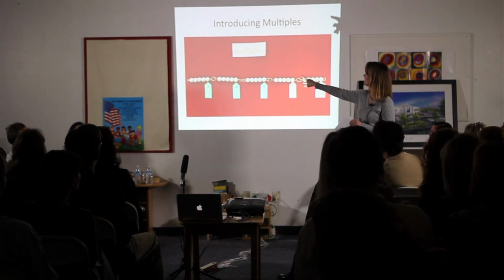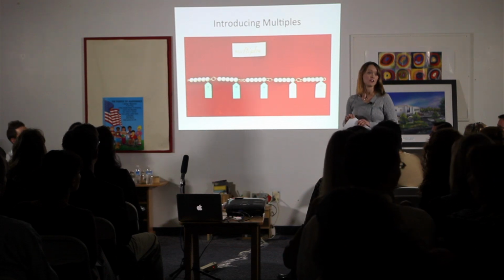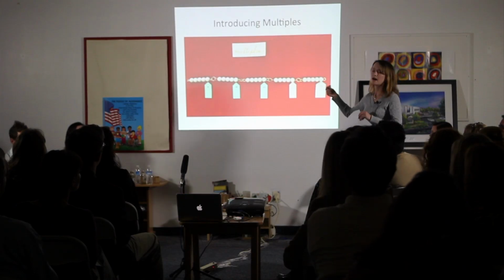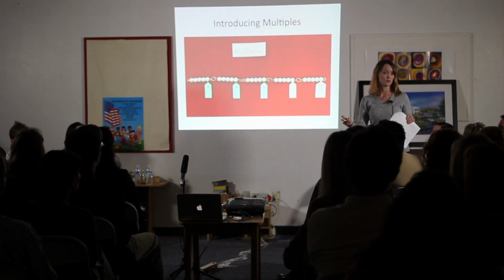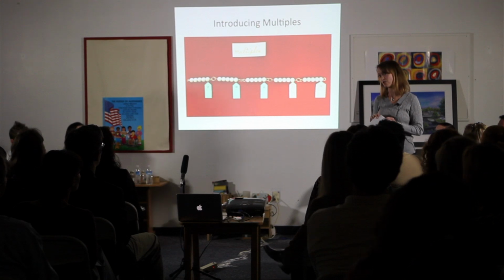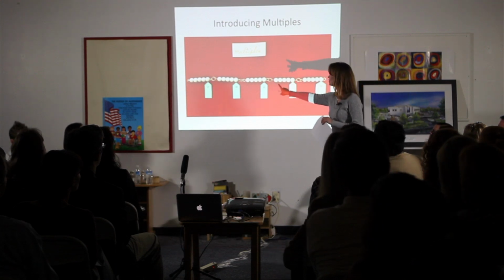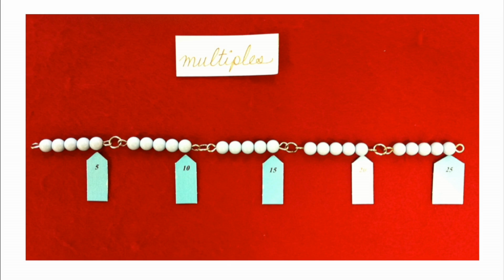So what you're seeing here is the short 5 chain. Students who come from our primary class would be familiar with this material. They would know how to carry it, how to bring it to a table or on a mat on the floor, and how to count it, and how to label it with the number labels that you see. So they would know all that.